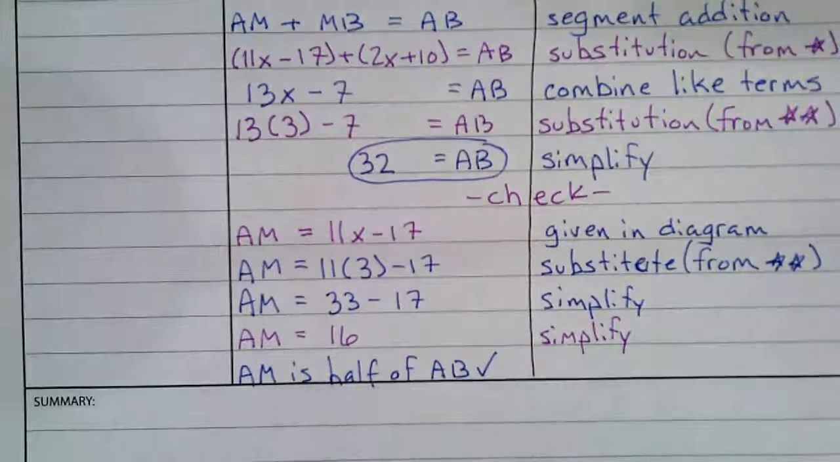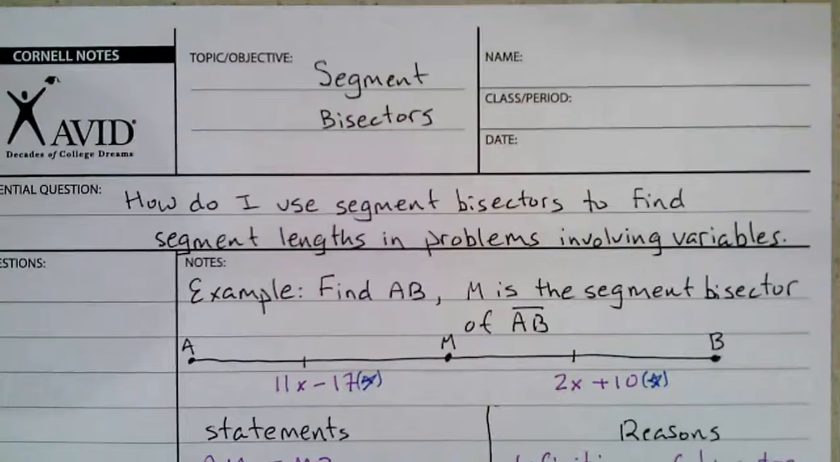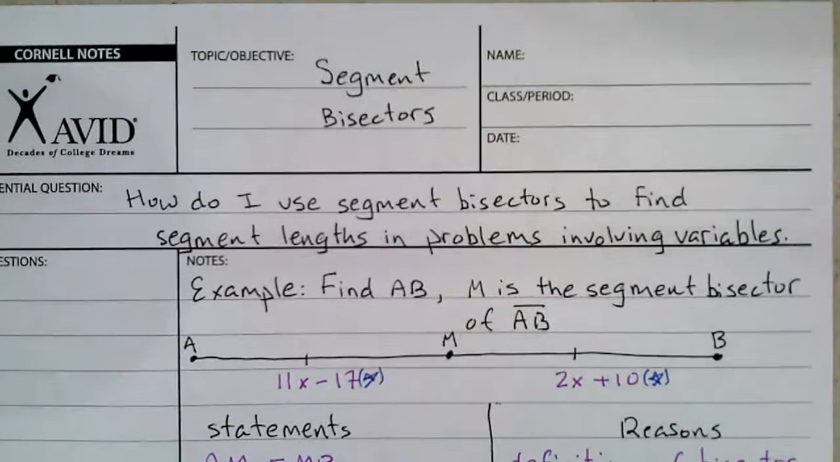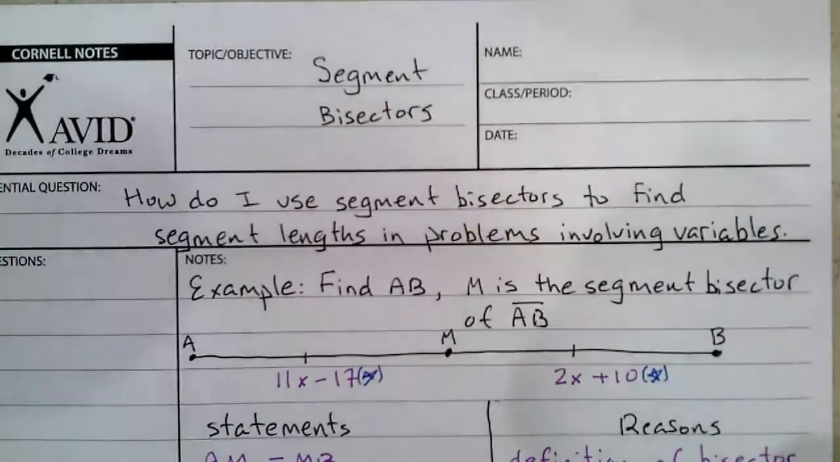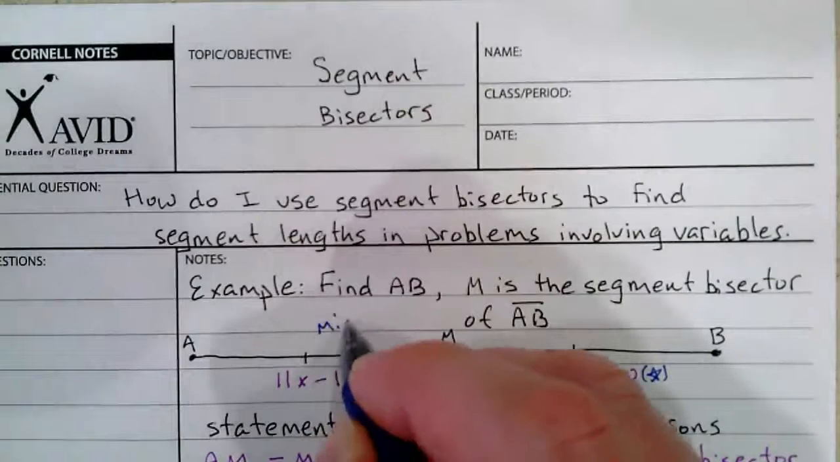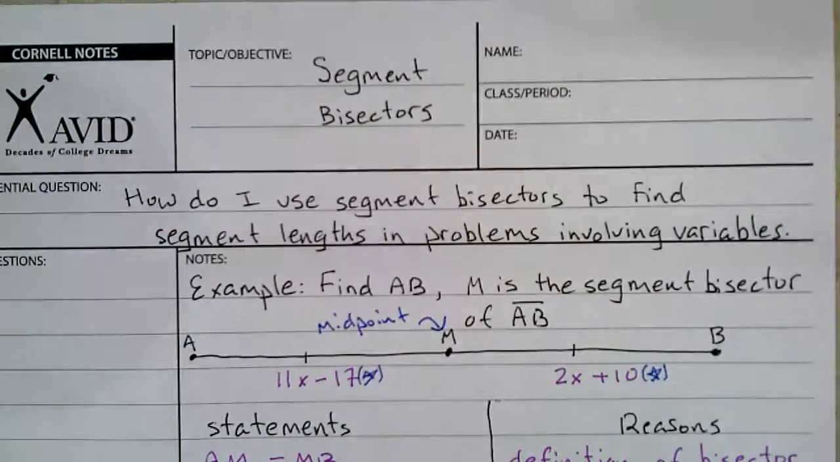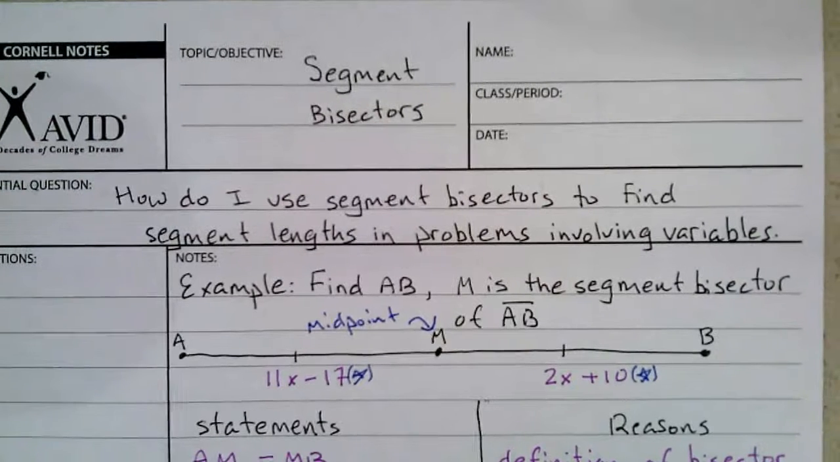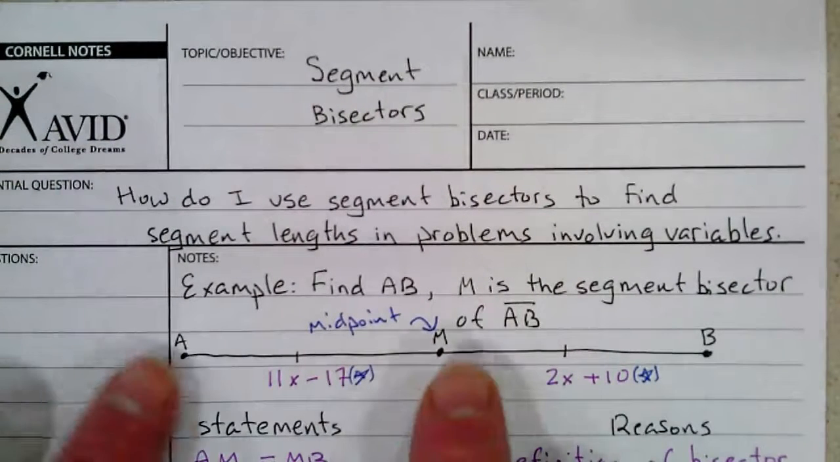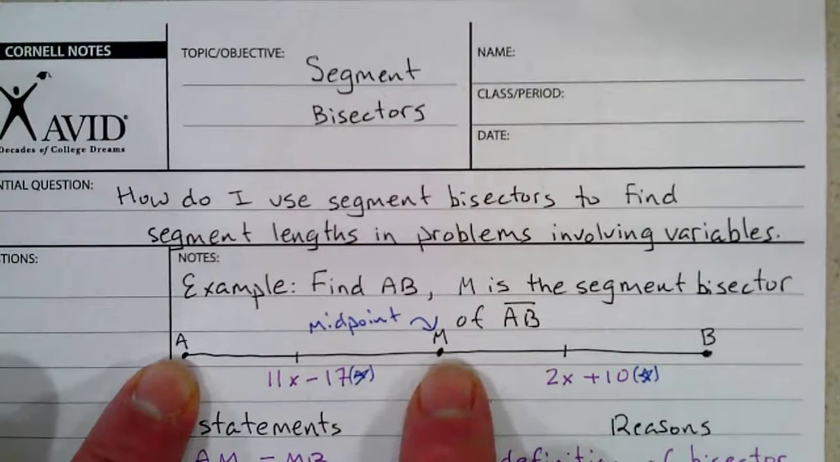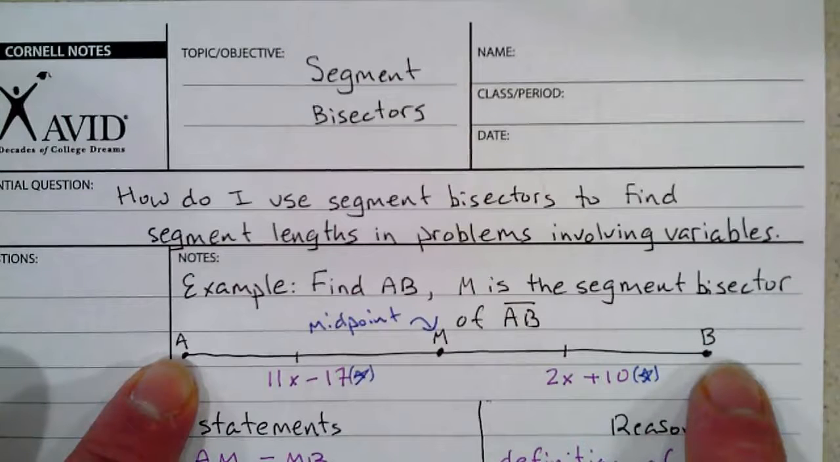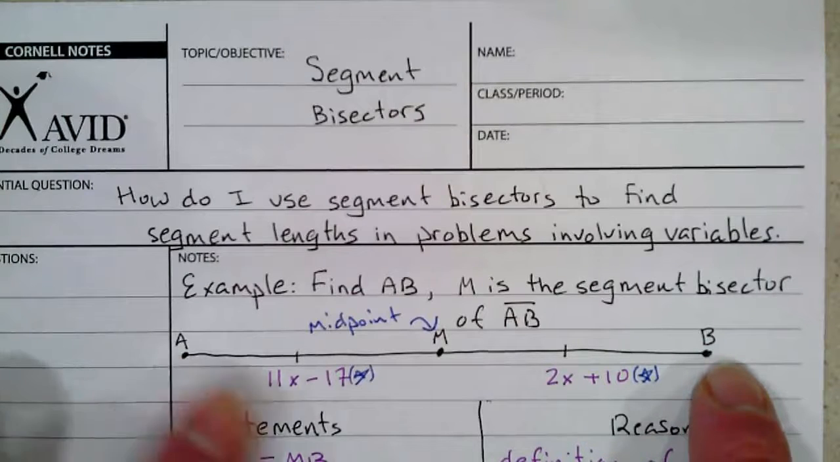If we had gotten anything else, that would have been a problem, because that would mean that M was not the segment bisector, or the midpoint in this case. So again, in this case, we found the distance from A to M. Our original goal was to find the distance from A to B. To do that, we had to figure out what x was.